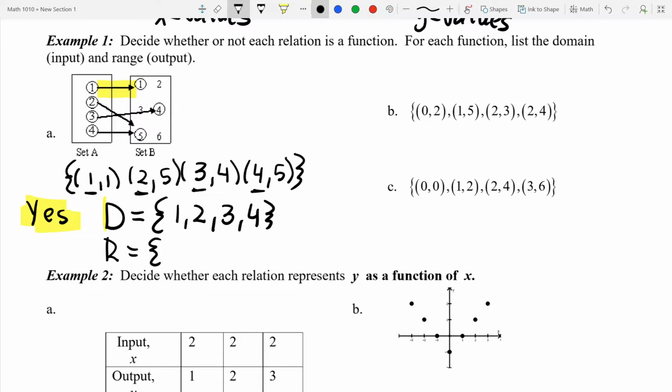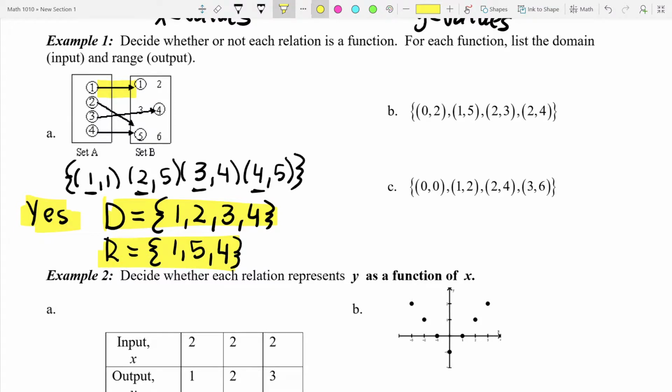So go R equals and make a brace. Then you list the y's, which are 1, 5, 4. Now, guys, there's another 5. Should I list it? Do you remember? You don't list it, okay? So close it off, finish your brace, and you're good. Highlight the domain because it's an answer. Highlight the range because it's an answer, and you're done.